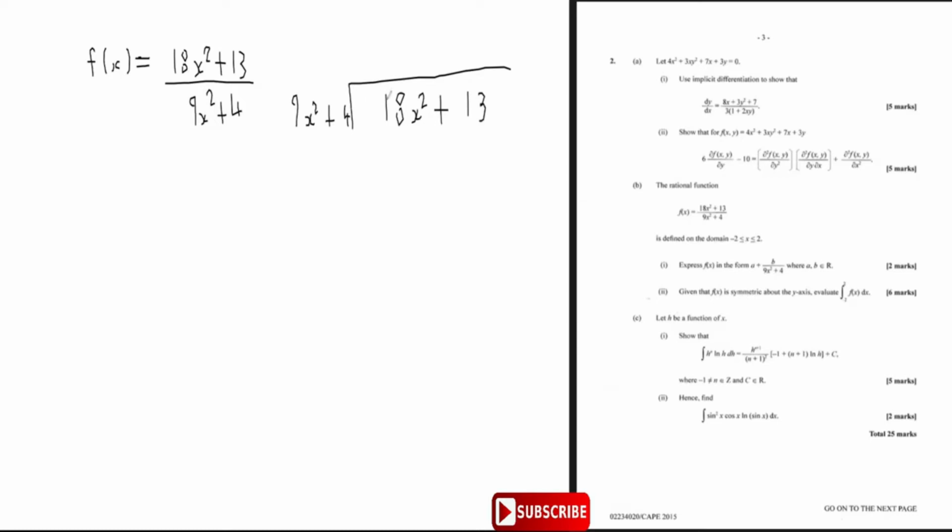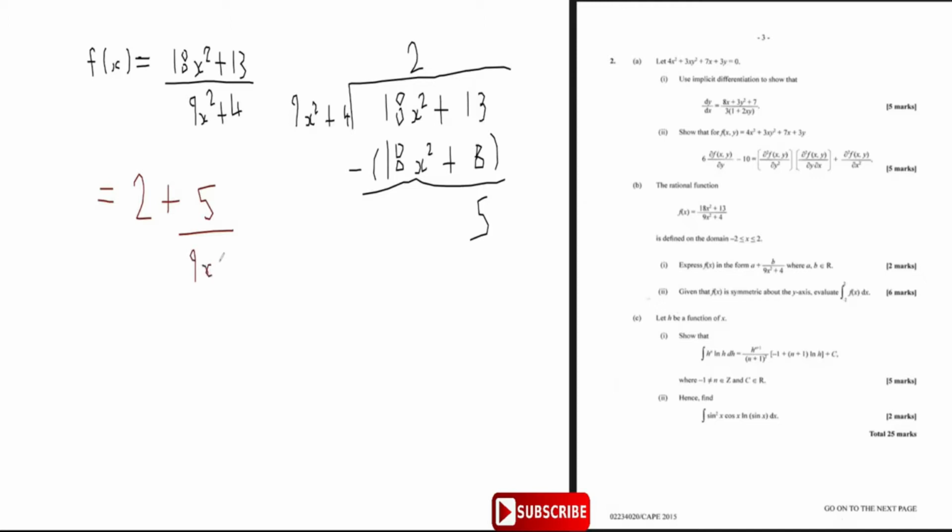Now 9x squared into 18x squared goes 2 times. 2 times 9x squared is 18x squared. Then 2 times 4 is plus 8. Then I do the subtraction. 18x squared minus 18x squared cancel each other. 13 minus 8 is 5. And so f of x can be written as the quotient of 2 plus the remainder of 5 over 9x squared plus 4.